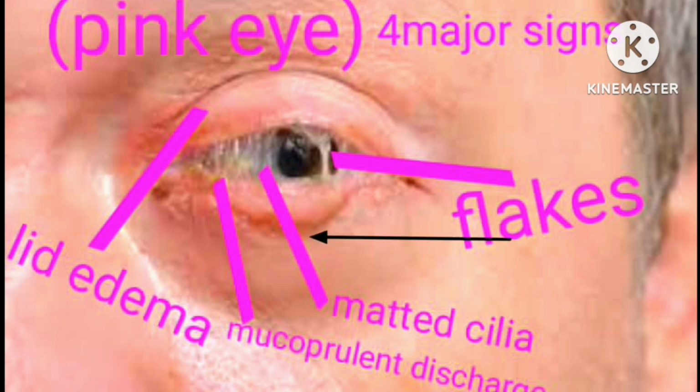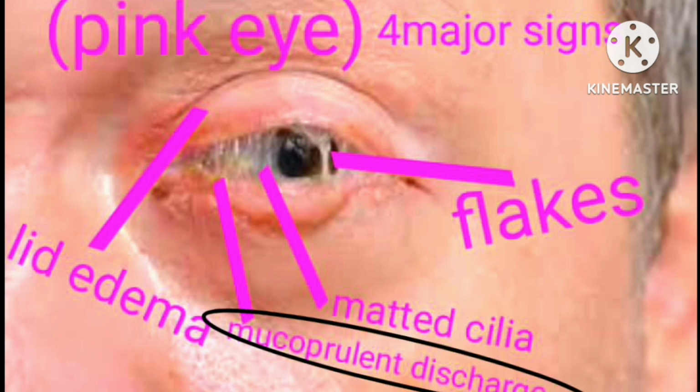And we have matted cilia, meaning the eyelashes stick together, and flecks, which are seen in advanced cases, where a thin piece of lid skin extends downward. And among all these signs, the main sign identifying bacterial conjunctivitis is this mucopurulent discharge.